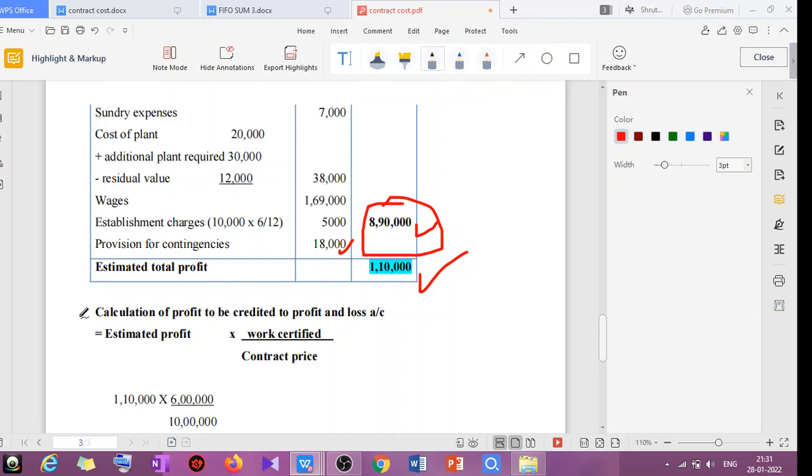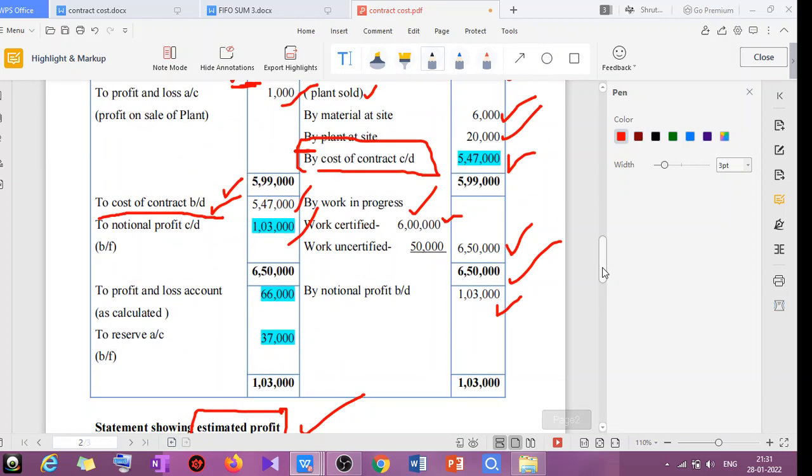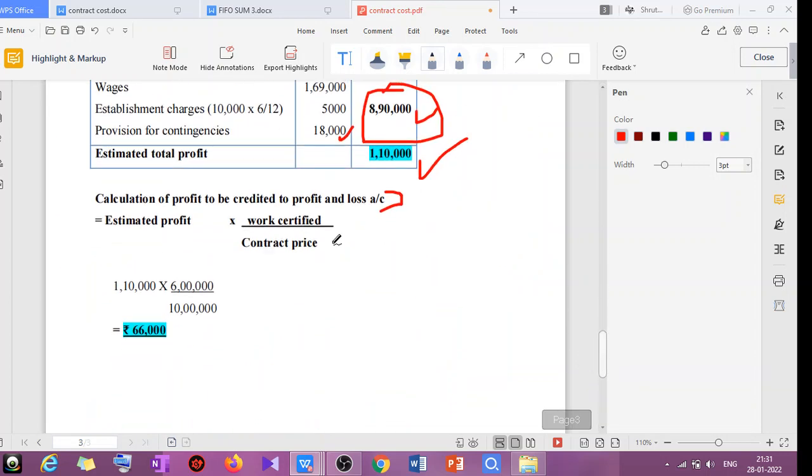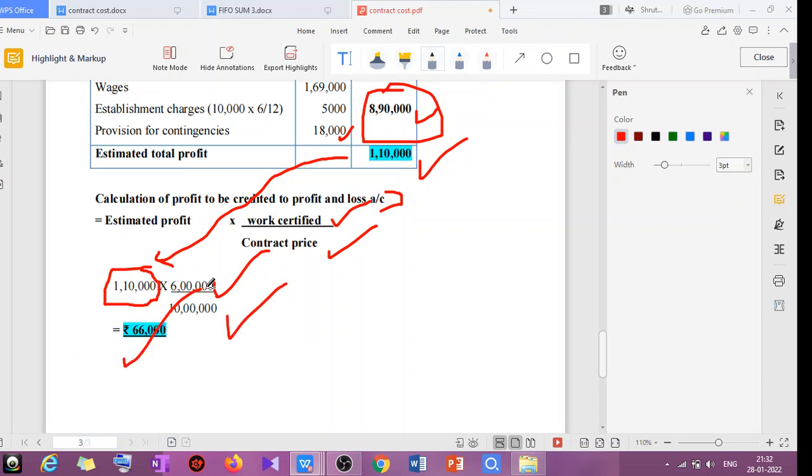Clear now? Okay. Next, calculation of profit to be credited to profit and loss account. In the question, till here we have calculated the notional profit. Now the question is how much I should transfer to the profit and loss account. Okay, to calculate this we have the formula, that is estimated profit into work certified divided by contract price. So estimated profit we already calculated here, same thing, into 6 lakh is work certified, contract price is 10 lakh. So you will get 66,000.